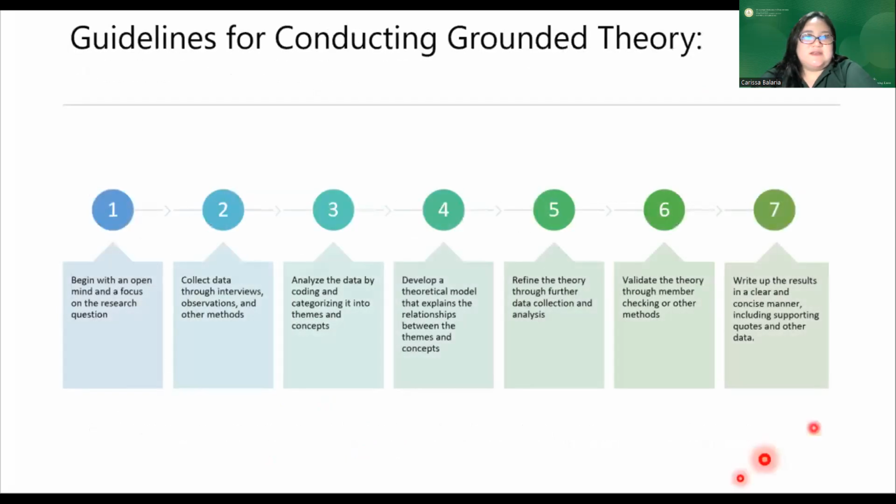Next. So, how do you do this? So, open mind, focus on the research question. Interview, you observe, and other methods. What are other methods? Data analysis, papers, related literature. Okay. Then you do coding, then you categorize, then you make themes, and then you make concepts. 4 layers. And then you make your own model.